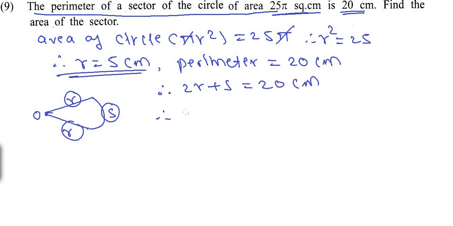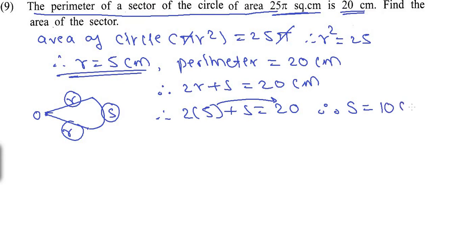Write the value of R now. So 2 into 5 plus S is equal to 20 centimeter. 2 into 5 equal to 10. Shift 10 to right hand side. It would be 20 minus 10. And so we get S is equal to 20 minus 10, that is equal to 10 centimeter.